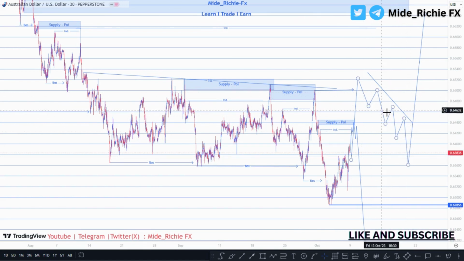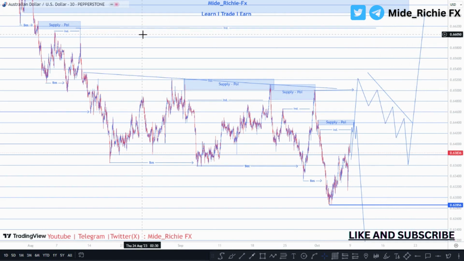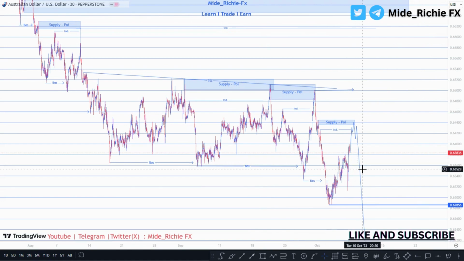Because after the market creates this liquidity, we get the demand zone. We will be targeting this liquidity first. The market takes out the liquidity, then the market will target the inducement second. Then after the market takes out the inducement, we'll be targeting our point of interest. After the mitigation of our point of interest, we might likely see a lot of sales, right? So that's basically what I'm expecting on AUDUSD for this week, guys.